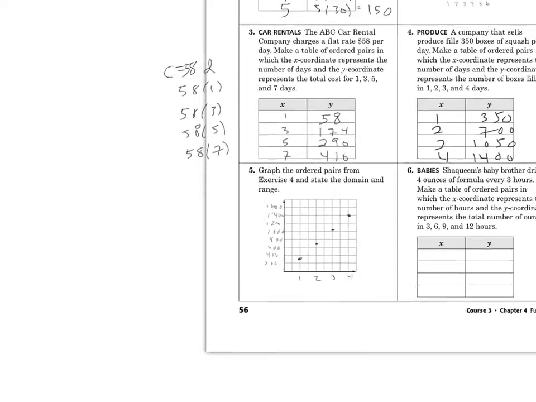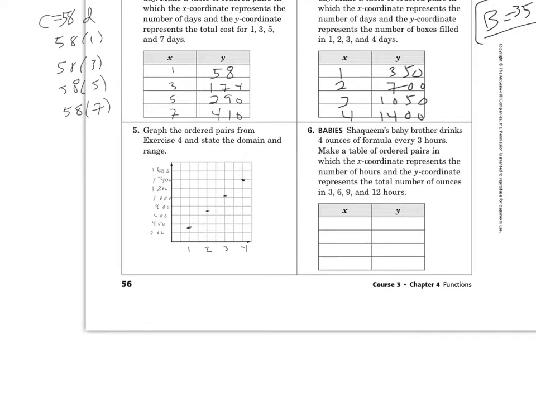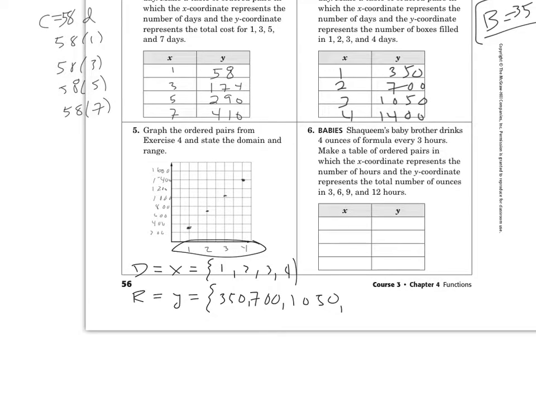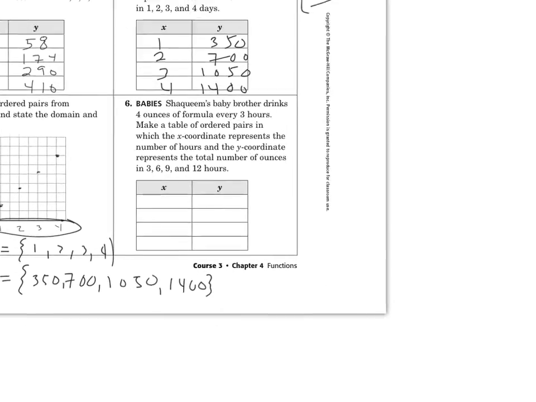And then we have to state the domain and range. The domain is the set of x values, and the x values from the table are 1, 2, 3, and 4. You can also see that we use them here on the x-axis. The range is the set of y values, and those were 350, 700, 1,050, and 1,400. Okay, that's the answer to number 5.